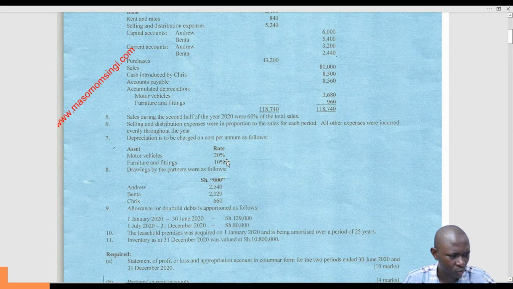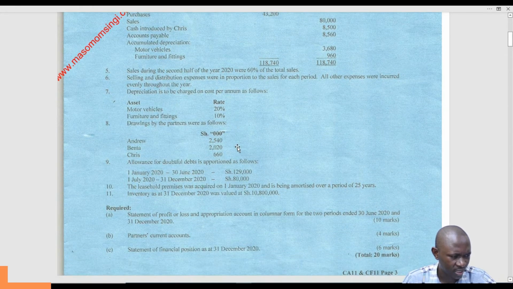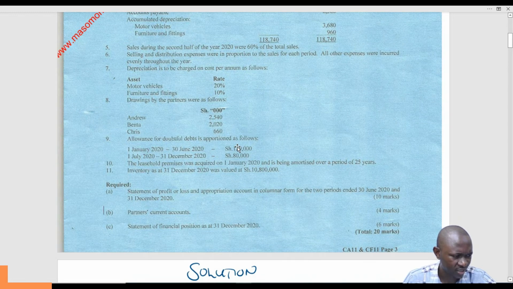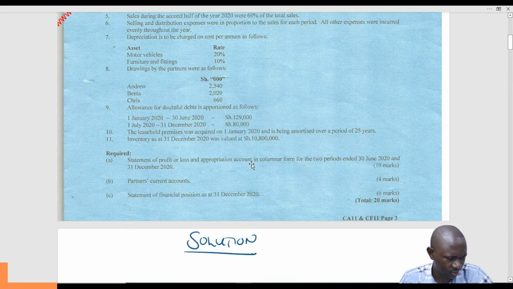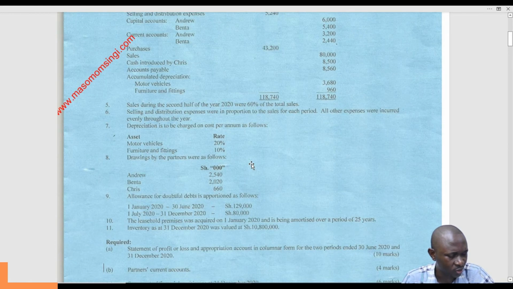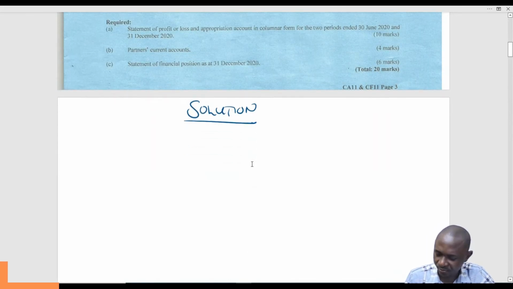Depreciation is to be charged on cost per annum as follows: motor, furniture, then drawings by the partners, then allowance for doubtful debts, first half and the second half. Leasehold premises was acquired on 1st January and is being amortized over a period of 25 years. Inventory: this is closing inventory valued at 10.8 million. We are supposed to prepare the statement of profit or loss, partners' current accounts, and then a statement of financial position. Okay, let's just jump into this and see how it goes.